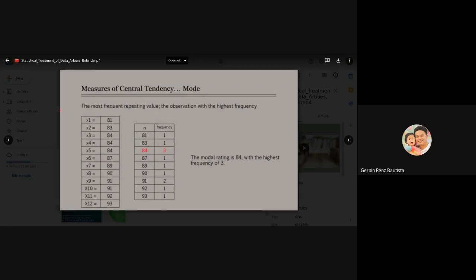Mode is the most frequent repeating value. It is the observation with the highest frequency. On the table on the left, there are 12 sample populations with scores ranging from 81 to 93. Arranging the data into an array, we could determine the number of times a certain data is repeated. Here, the grade of 84 has been seen to be repeated 3 times, making it the modal rating with the highest frequency of 3.